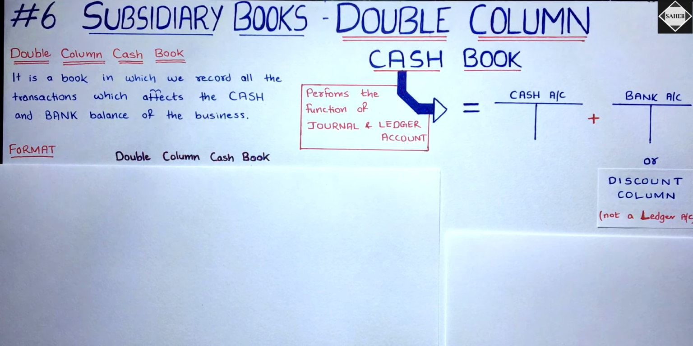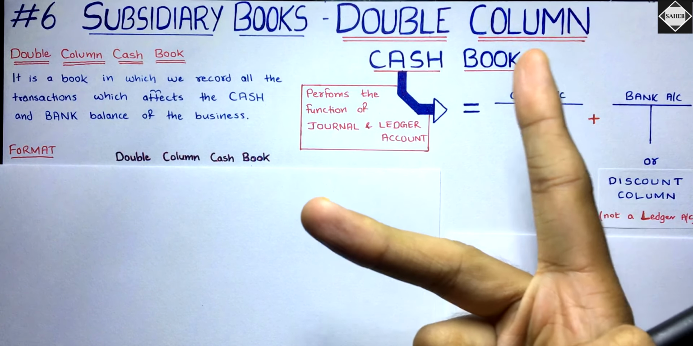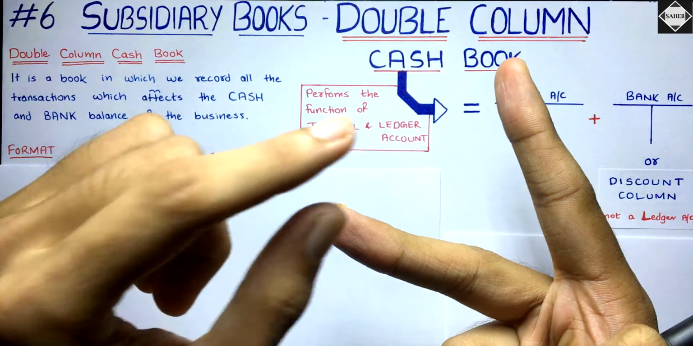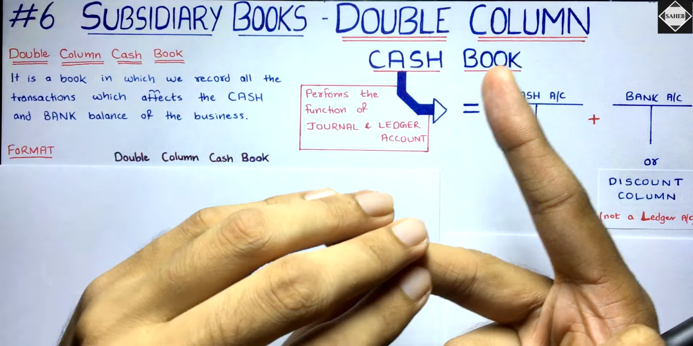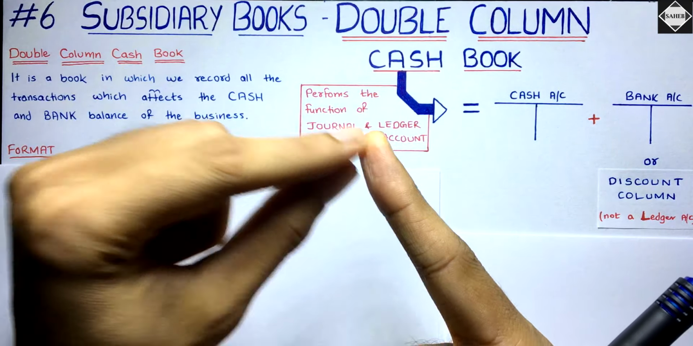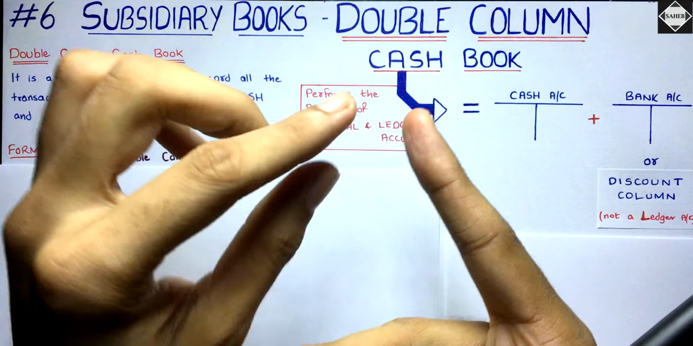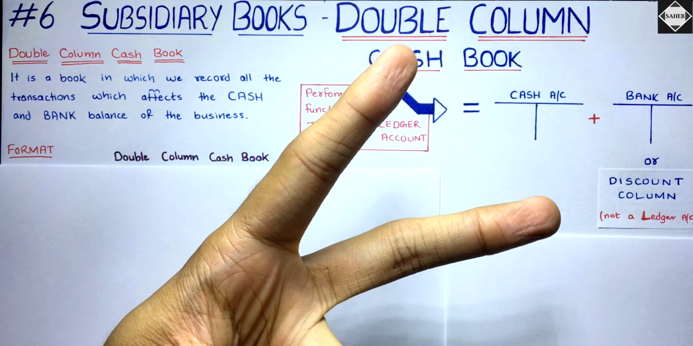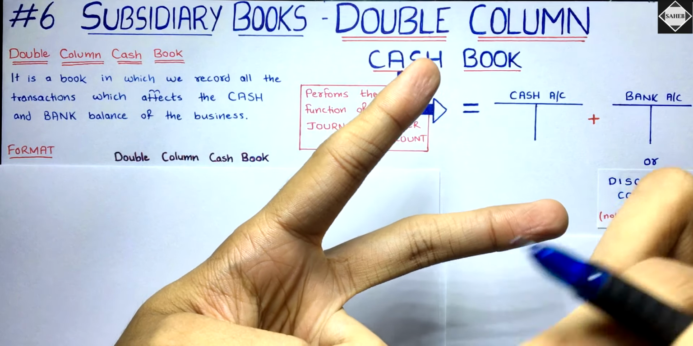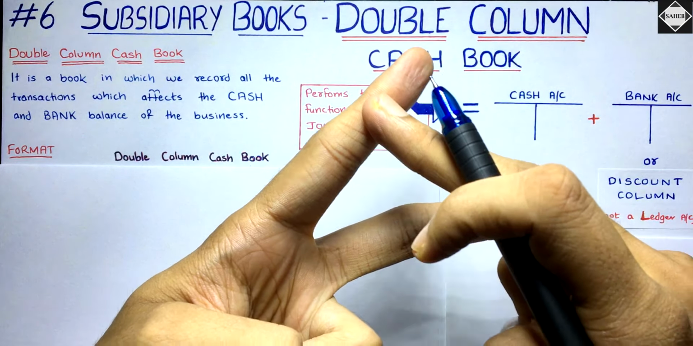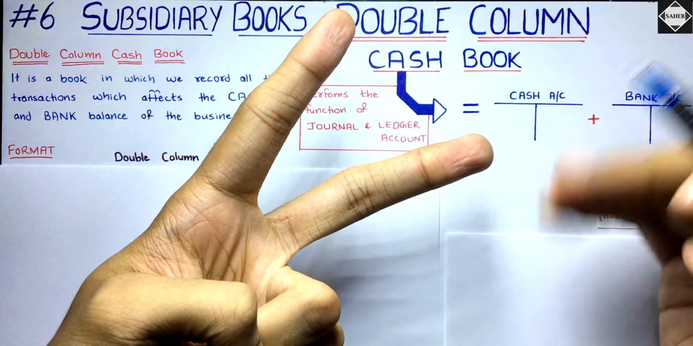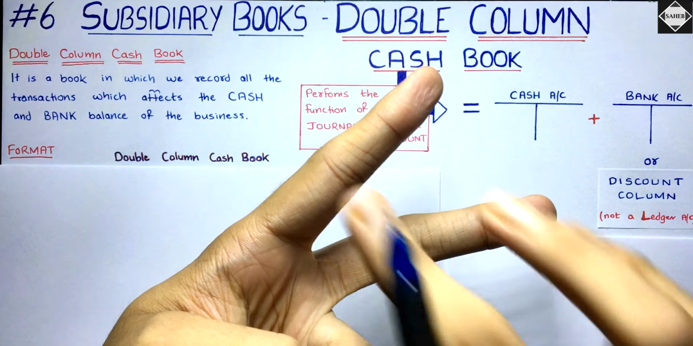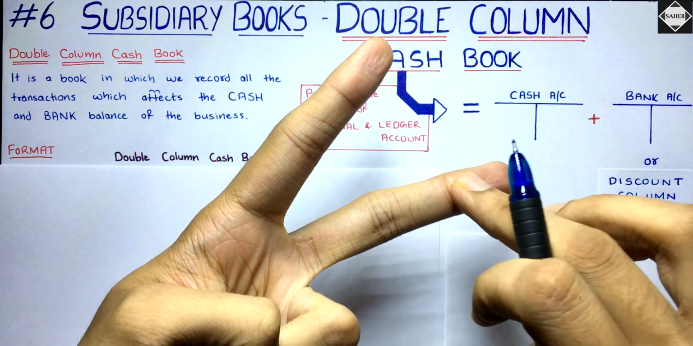But then you would say, sir, we can also have a discount column. What about that? See, in the discount column, there are two sorts of discount. You all know that: trade discount and cash discount. We had a video on that, right? Trade discount is not recorded, ignore that, it's just deducted. Cash discount is recorded in the books of accounts. We have two sorts of cash discount. We have discount allowed, the discount which we allow to the customers, and the discount which we receive from our suppliers. The discount allowed is an expense, a loss to us, and discount received is a benefit to us, an income, revenue.